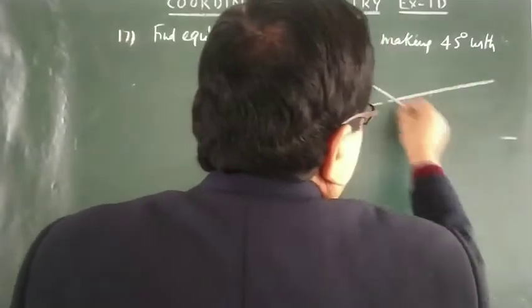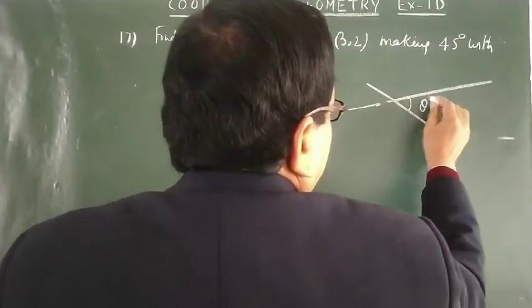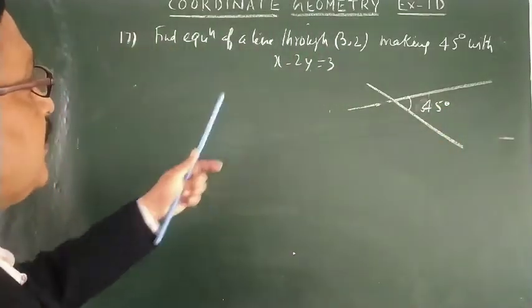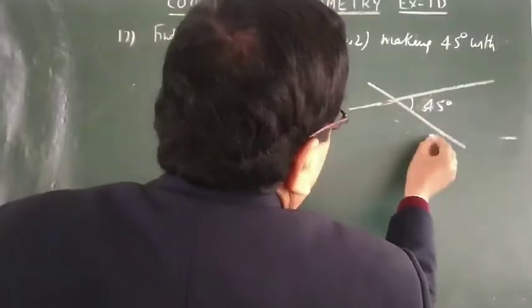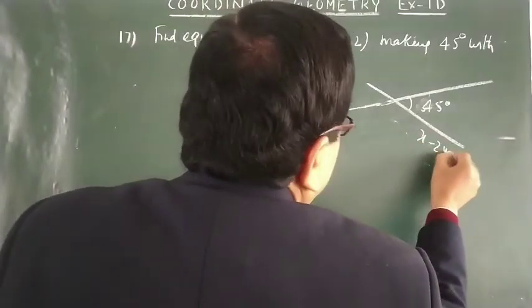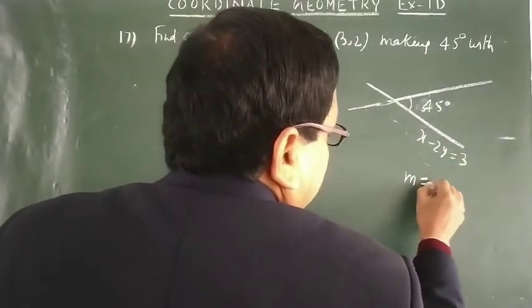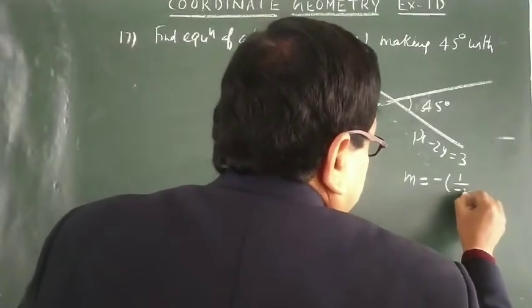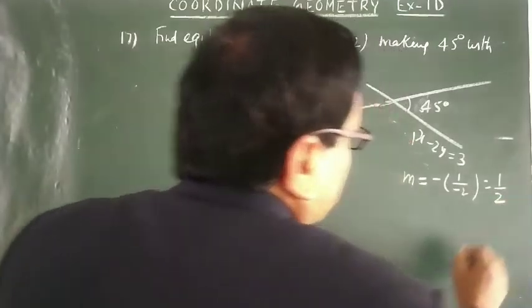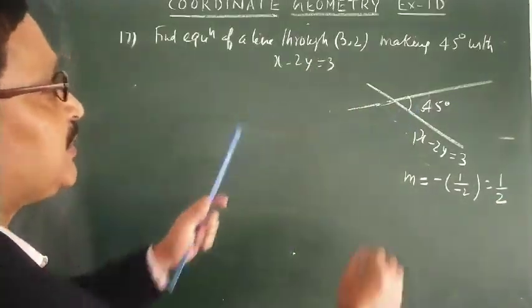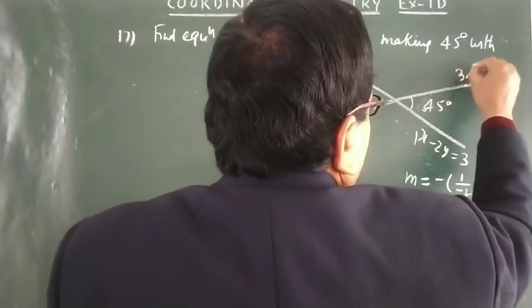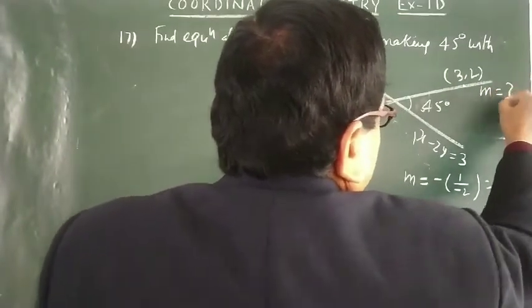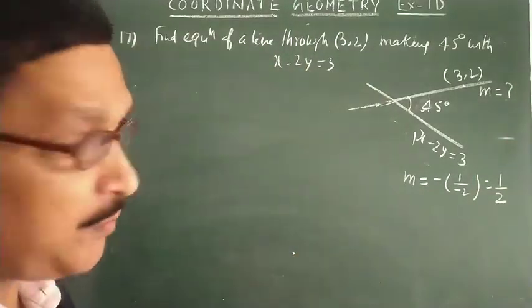So this is the figure, theta is 45 degrees. Now the slope of one line, this line x minus 2y is equal to 3. We can find the slope of this line: negative of coefficient of x by coefficient of y. This is 1 by 2. Now this line is passing through (3, 2). Let the slope be m. First of all, we find the slope m.